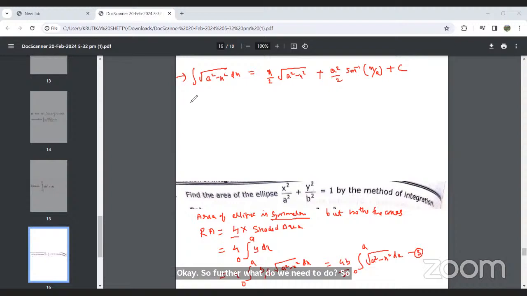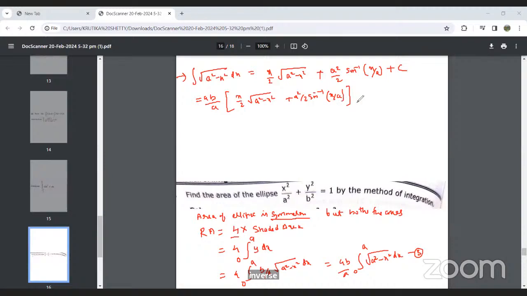The required area will be equal to 4 times b by a. I will keep it as it is, and I'll write the integration directly, since we know the formula already. The formula is x by 2 root of a square minus x square plus a square by 2 sine inverse x by a, and it is under the limits 0 to a, so c won't occur.